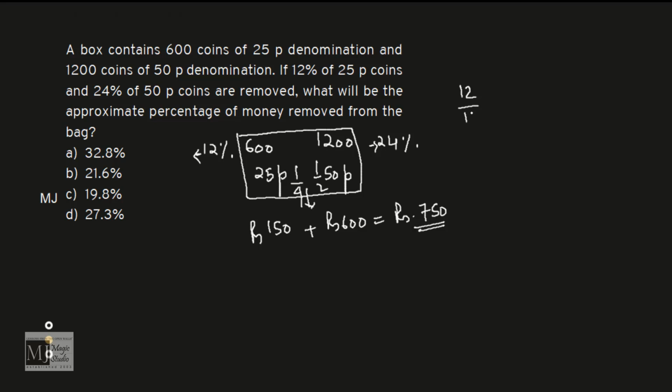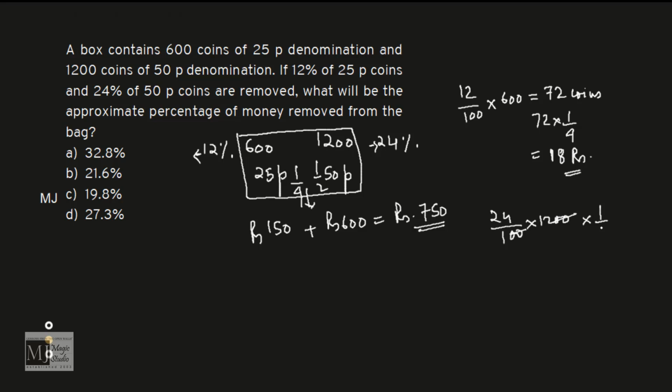Now 12% of the 25 paise coins, 12% of 600 is what? 72 coins removed. 72 into 1/4 is 18 rupees removed. Next, 24% of 1200 removed, this many coins. I just multiply by half here to get the rupee value, no need to multiply this initially. So it would be 12 into 12, 144 rupees value removed as far as 50 paise coins are concerned. So 144 plus 18 is 162 removed.